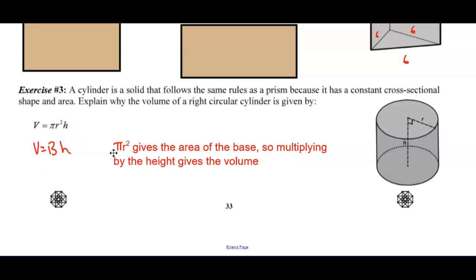So you're basically using the same formula. You're just applying the area of a circle. When you look up volume of a cylinder, this is what you'll find. You won't find capital B times h, because it's not really a prism. But you can think of it like a prism and do the area of the base, which is pi r squared, and multiply by the height. So it works exactly the same way.